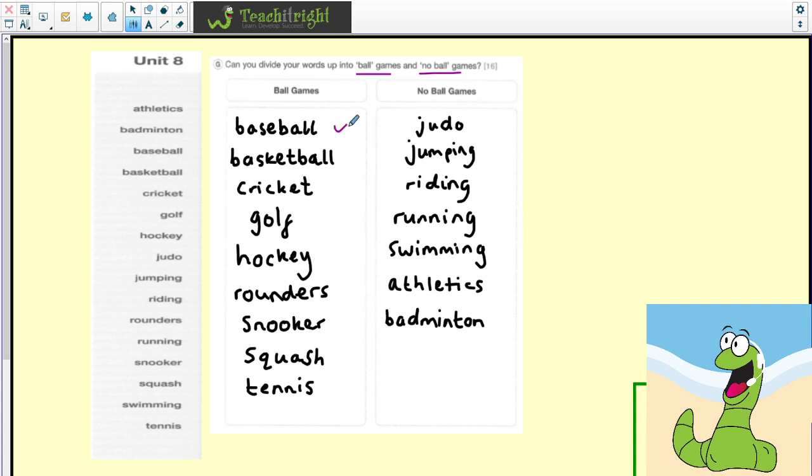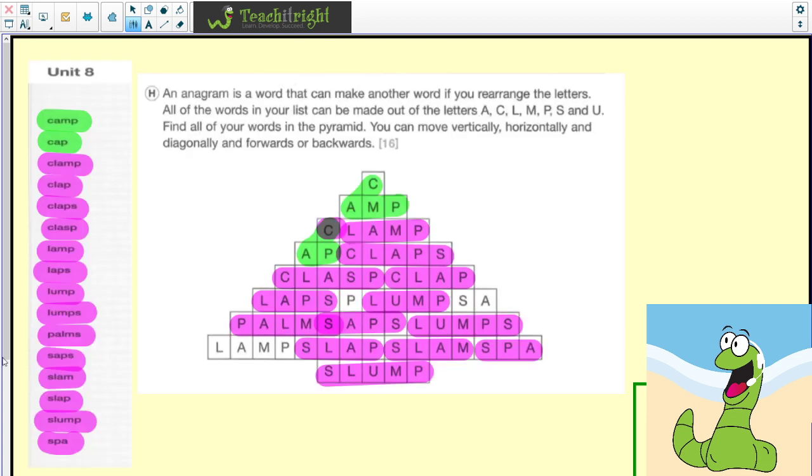So baseball, basketball, cricket, golf, hockey, rounders, snooker, squash and tennis require a ball, whereas judo, jumping, riding, running, swimming, athletics and badminton, because badminton uses a shuttlecock rather than a ball, those would be the no ball games. So hopefully you did okay there, got them all in the right categories. Sometimes putting things into tables can be quite useful just to organise the information. Let's have a look at the next part.